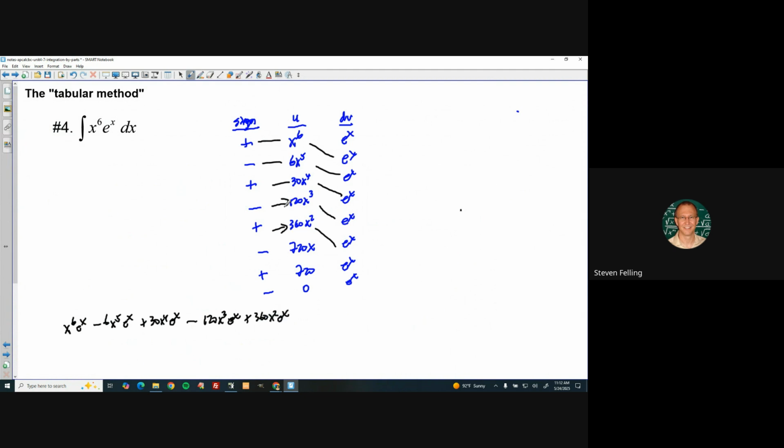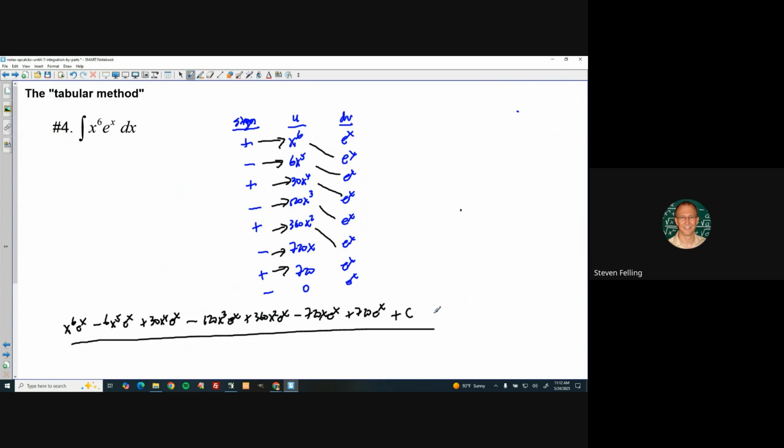So I should make those arrows so it's clear on the negative signs there. Negative 720x e to the x, a positive 720 e to the x, and then a 0. So now it's time to put the constant on. This is the result with a whole lot less writing. So that's where the tabular method would really shine.